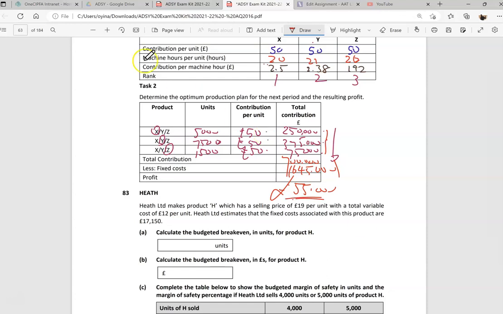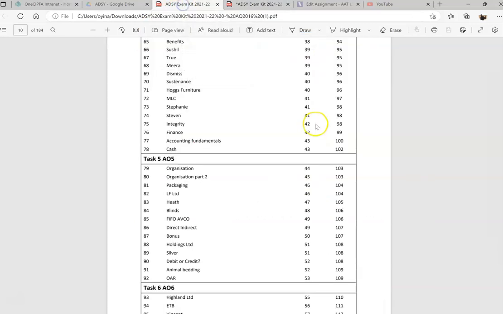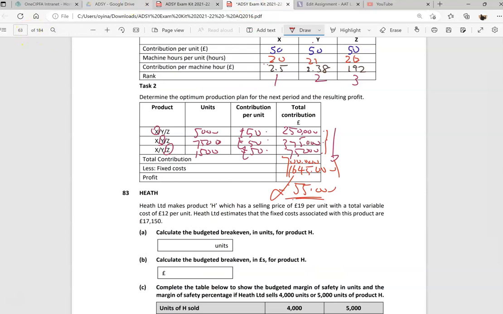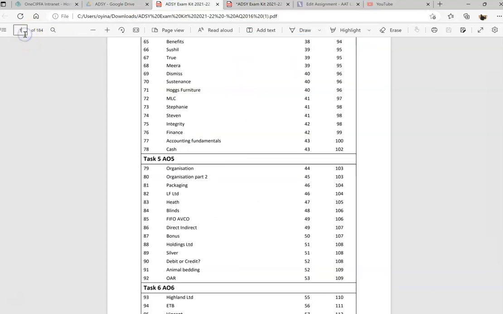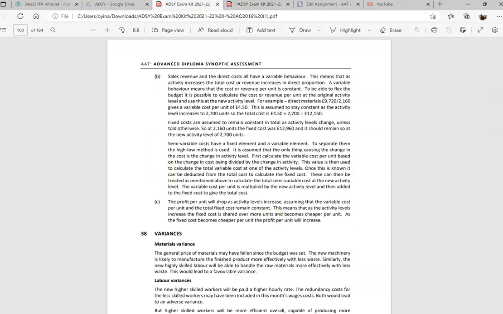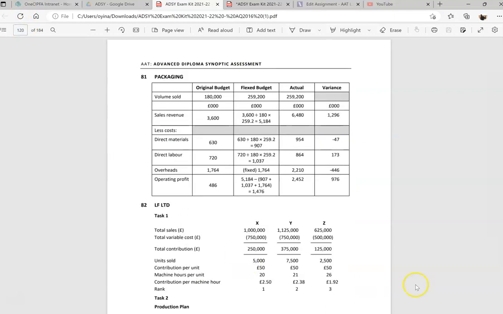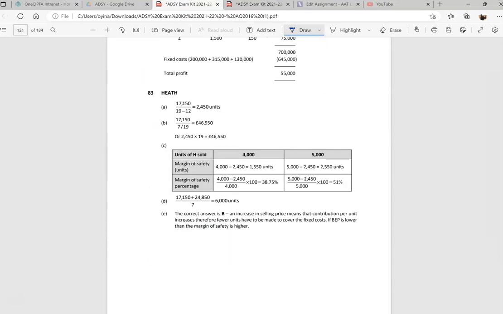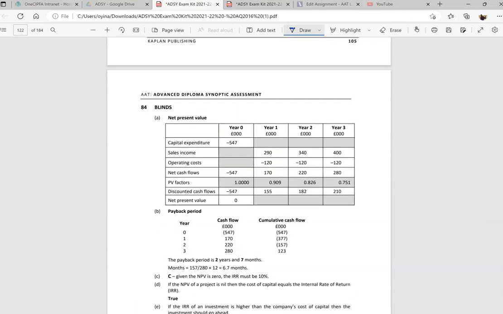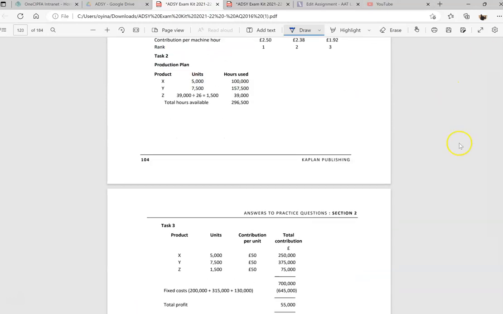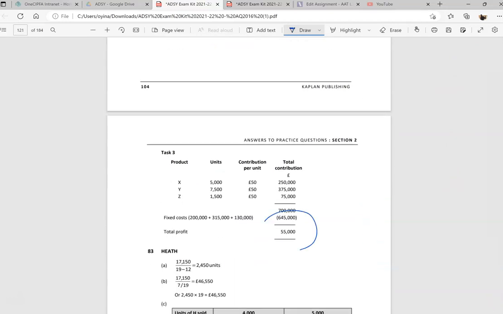Yes, 55. Let's check to see how we did. Question 82 is a bit long-winded. Let's see, 55,000. Let's try 100. Let's try 120. Yes, we're right. There we are. They were 50, 50, 50. Look at that. Isn't that something? It was 50, 50, 50. Strange. And you can see that total profit there of 55,000. Cool. Great stuff. Awesome.